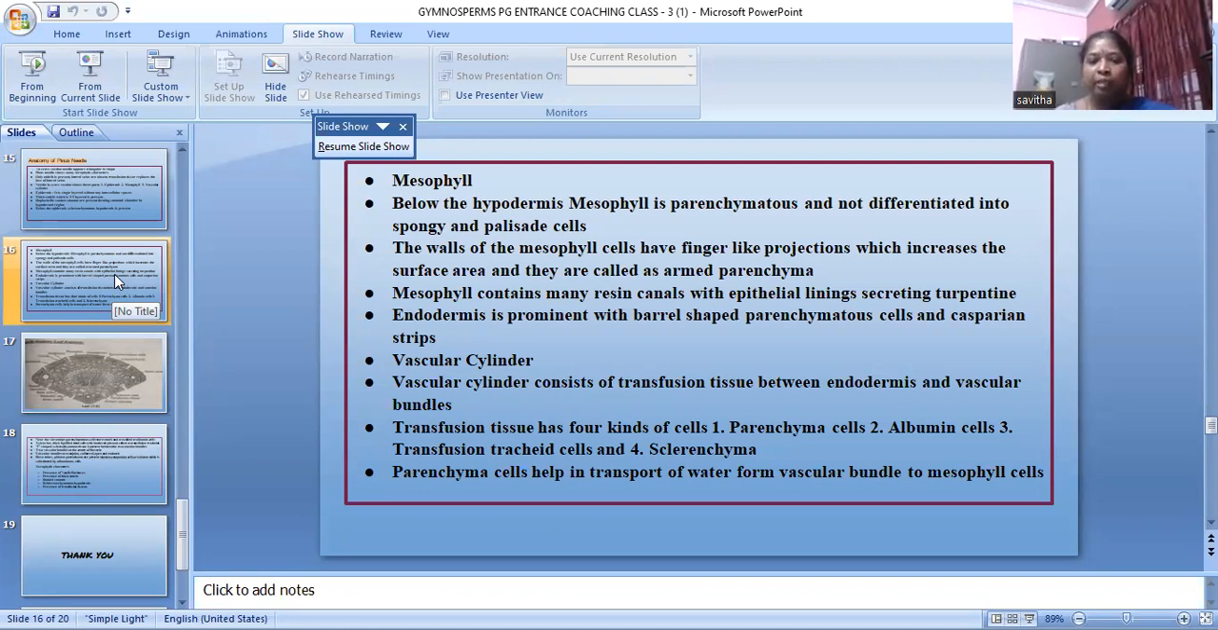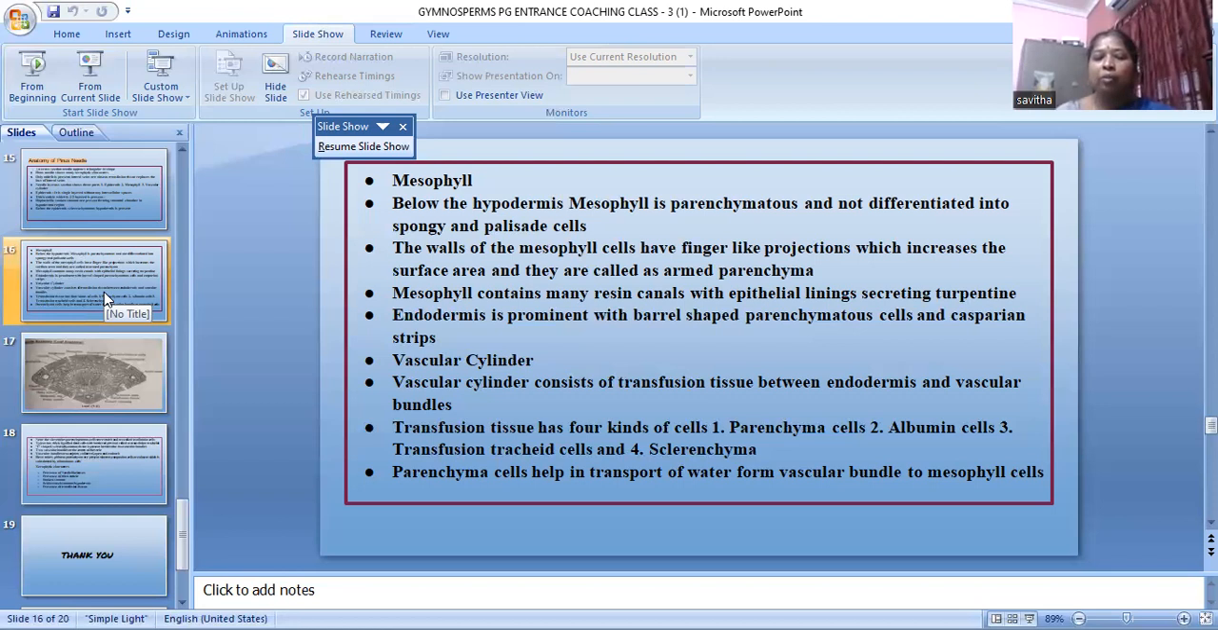Endodermis is prominent with barrel-shaped parenchymatous cells and Casparian strips. Endodermis is clearly visible, and it has barrel-shaped cells which are parenchymatous in nature and have Casparian strips. When you come to the vascular cylinder, it consists of transfusion tissue between the endodermis and vascular bundles.